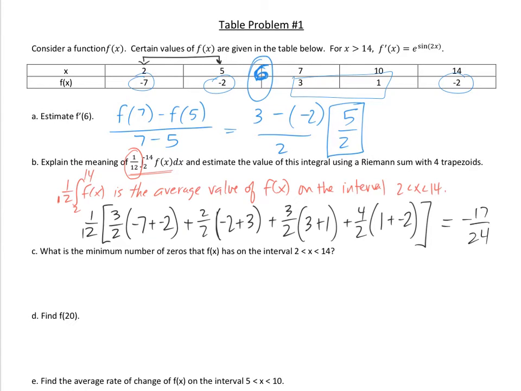All right, the minimum number of zeros that f of x has on the interval 2 to 14. So the intermediate value theorem is what this is asking us about.